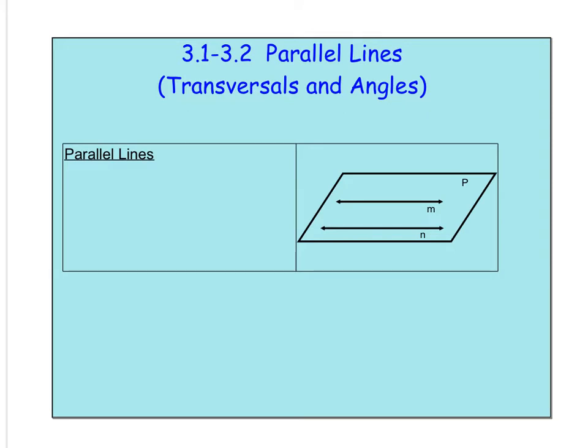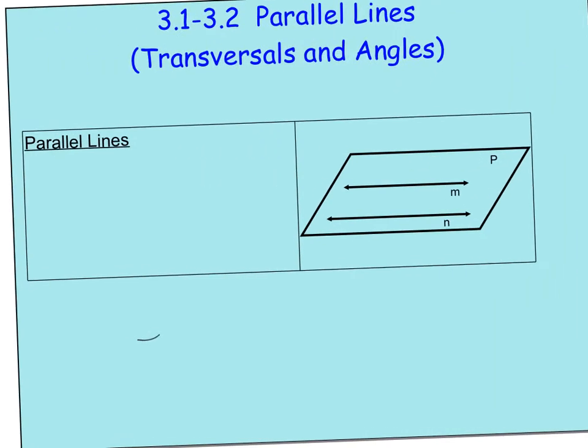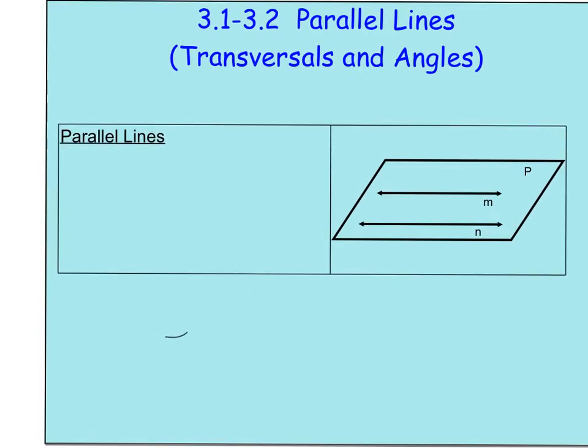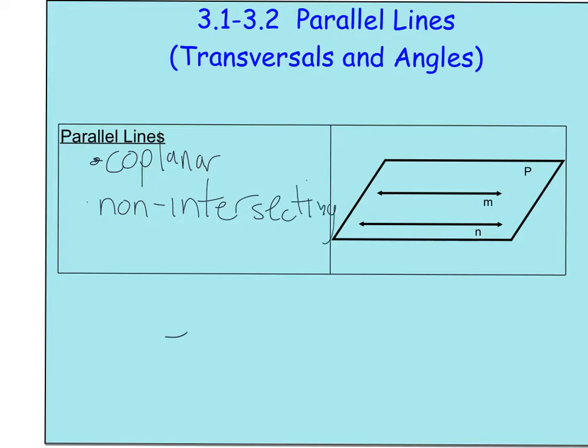Parallel lines are exactly what they sound like. Parallel lines are going to be, one, coplanar, but they are non-intersecting. Non-intersecting means no touching. These guys, this M and N, are never going to touch.